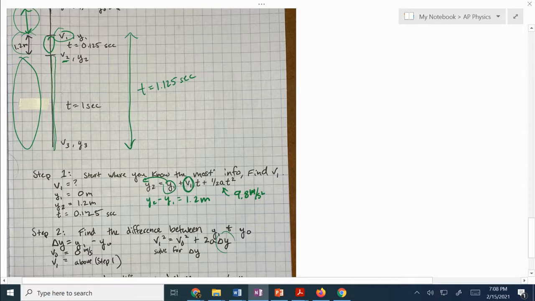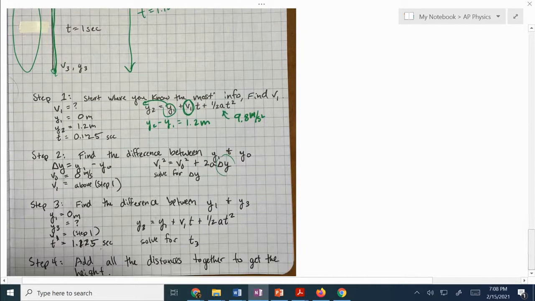So that means it takes 1 second to go from here all the way to the ground, right? Because it's 2 seconds to go down and back up. So that means 1 second to just go down. And then from here to here, from 1 to 2, that takes 0.125 seconds. So the whole thing to go from way up here all the way down only takes 1.125 seconds. So I know the time is 1.125 seconds.